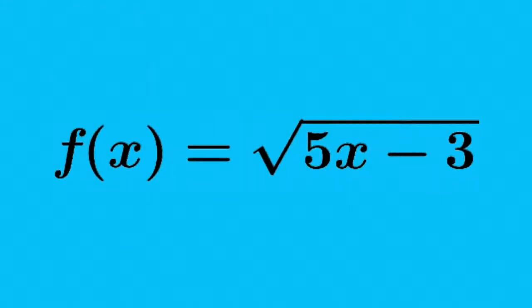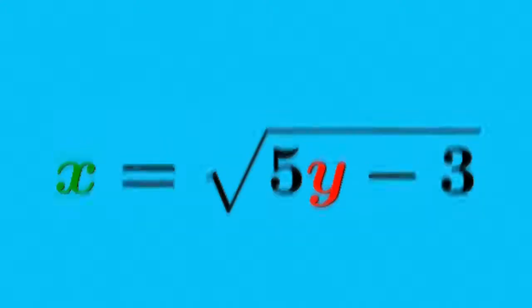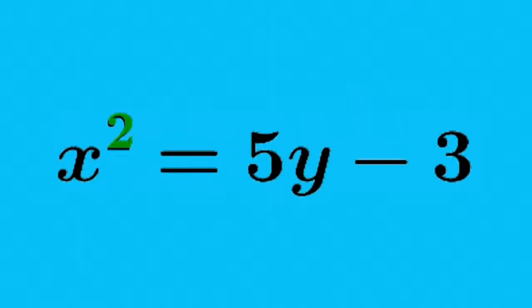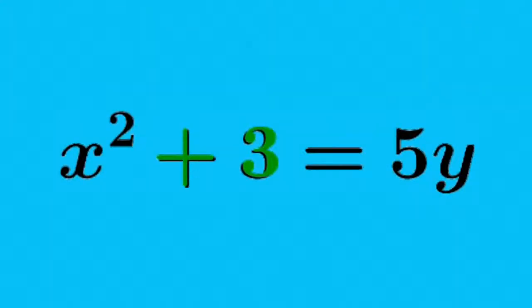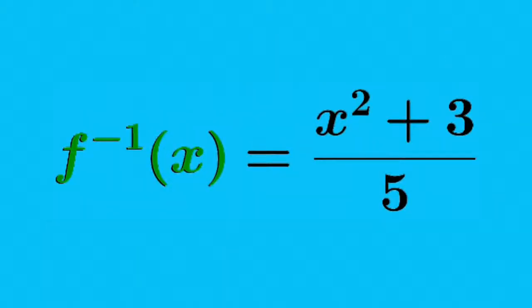In our final example, we'll look at the function f of x is equal to the square root of 5x minus 3. As before, we begin by replacing the f of x with x and the original x's with y. In order to solve for y, we first square both sides to remove the square root. I then add 3 to both sides and divide both sides by 5. By rewriting this with the f inverse notation, we have the inverse function is (x squared plus 3) over 5.